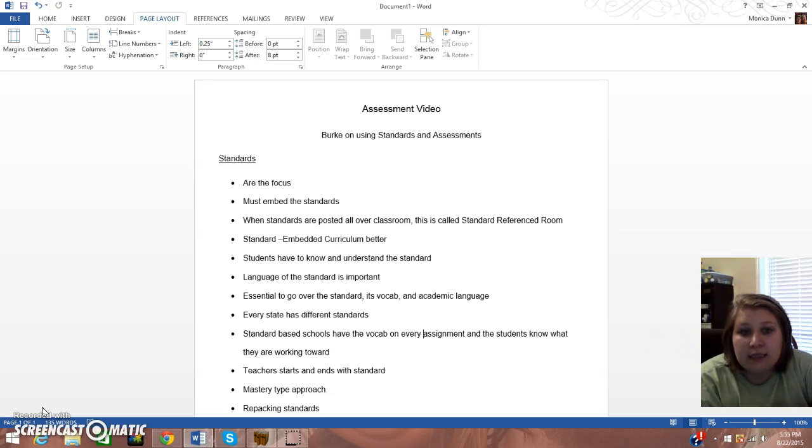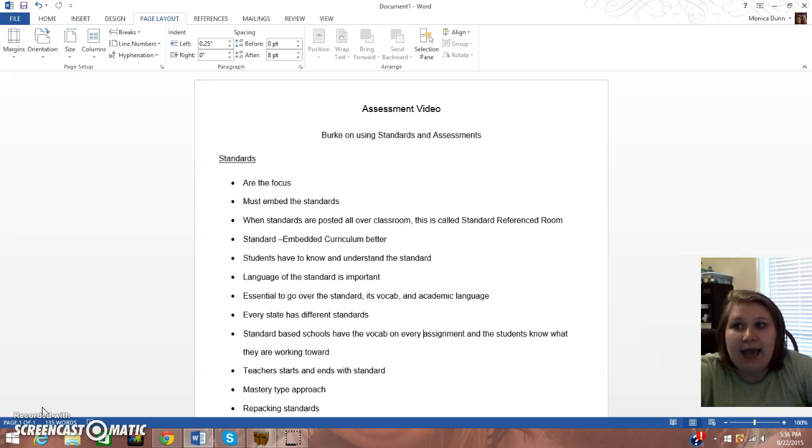The video said that the standard embedded curriculum is better, just because when it's embedded, the students understand the standard better rather than when they can just point to it on the wall. Students have to know and understand the standard, and in order for that to happen, they must know the language of the standard. So it's essential to go over the standard, its vocabulary, and the academic language so that the student not only understands, but they know what they're striving towards.